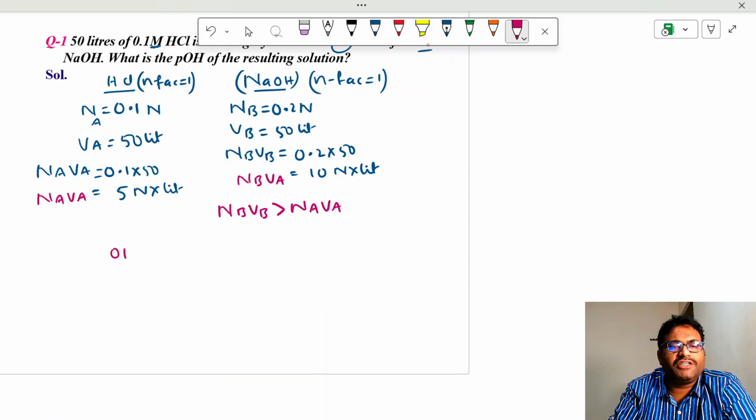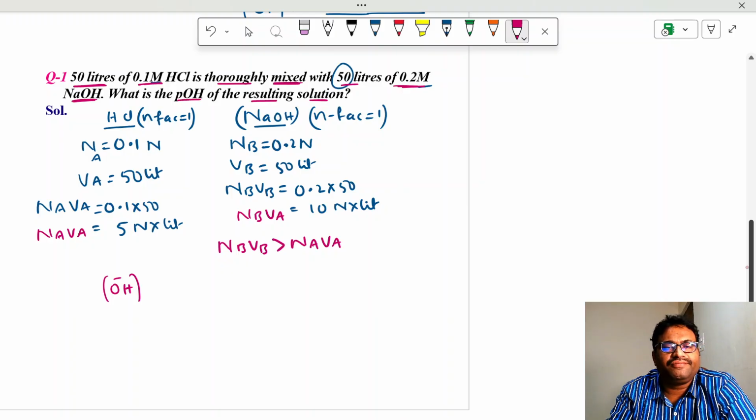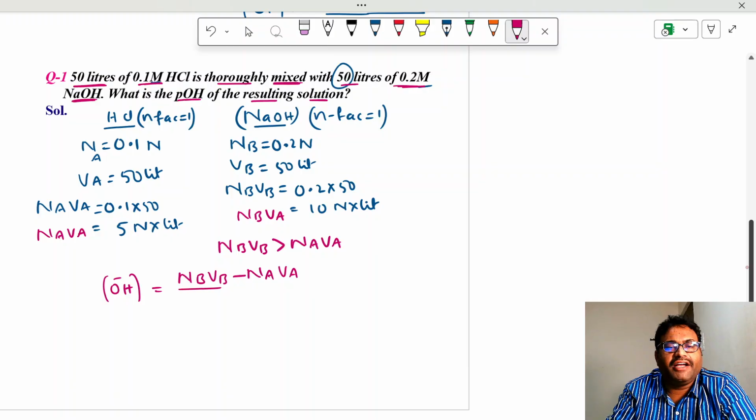Then we use the formula for OH minus ion concentration on mixing. Are these two mixed? Yes. 50 liters of 0.1 M HCl is thoroughly mixed with 50 liters of 0.2 M NaOH. What is the pOH of the resulting solution? For the OH minus ion concentration, we have just derived a formula: NbVb minus NaVa by Va plus Vb.